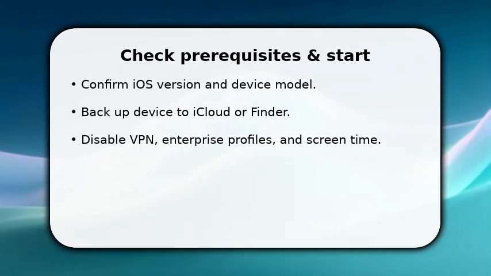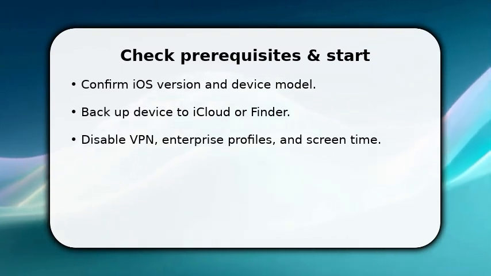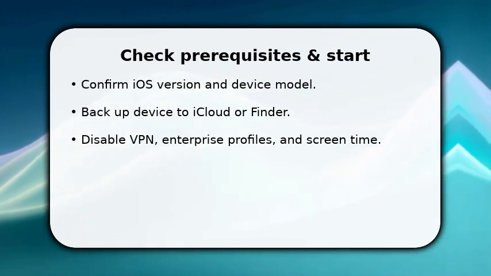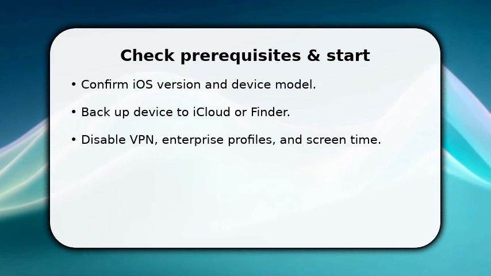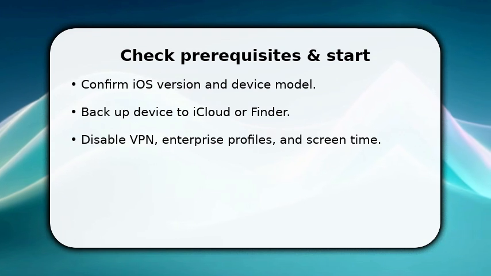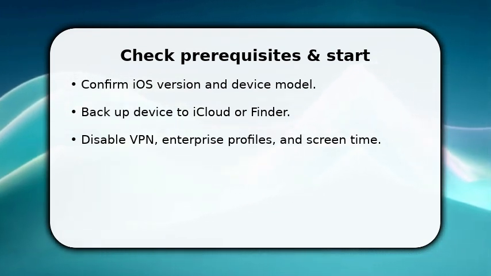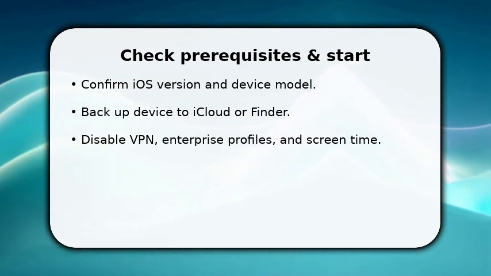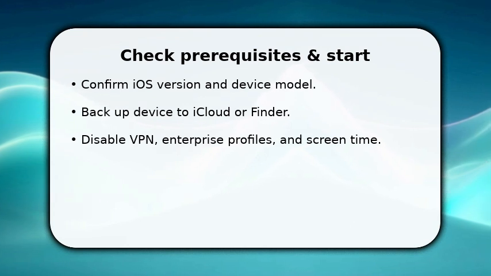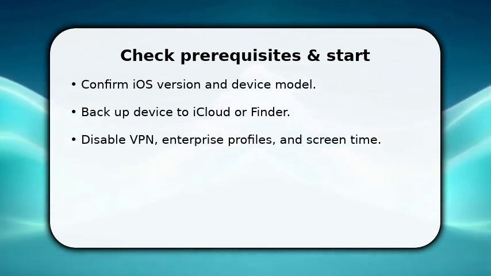You begin by checking a few essentials so you can work without surprises. Verify your iOS version and model. Older firmwares behave differently. Back up your device to iCloud or Finder so you can restore if needed. Then turn off VPNs, remove enterprise or beta profiles, and disable Screen Time. These often block verification. Once done, restart the device to clear temporary caches, and make sure you have the same Apple ID signed in before moving to the next step.